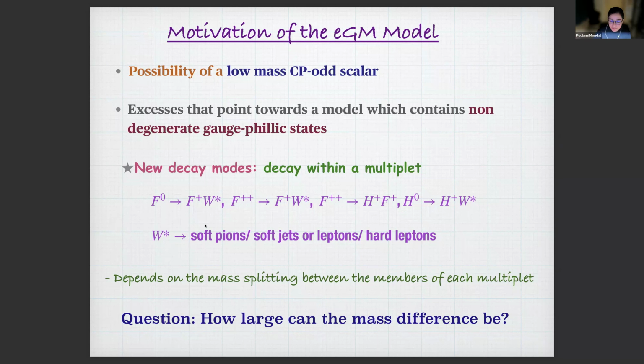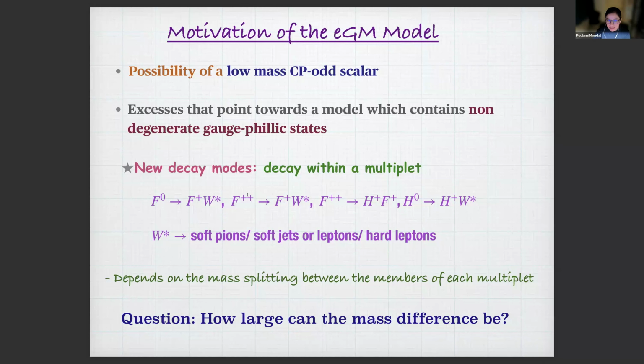Also, in the Georgi-Machacek model, the triplet under the custodial SU(2) was gauge-phobic, which can decay to gauge boson pairs. That was degenerate, but in the extended Georgi-Machacek model there could be a non-degenerate gauge-phobic state, which gives new signatures.